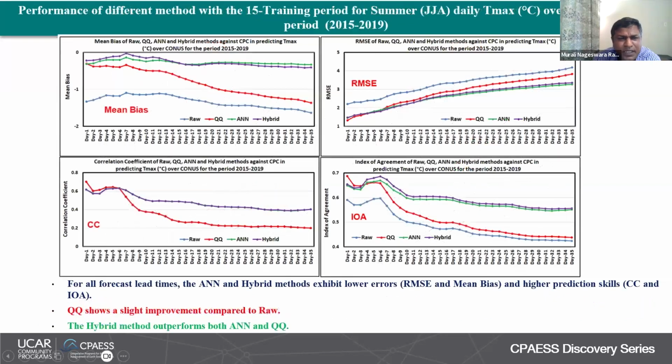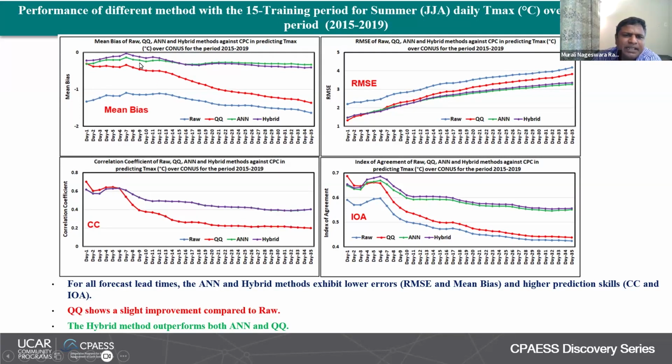This is the case of the summer rainfall, up to there. This is the case of the summer Tmax. Here Tmax means I have considered June, July, August. In this case you can see the overall performance, how it is performing with the 15 years training period used for the prediction for 2015 to 2019.